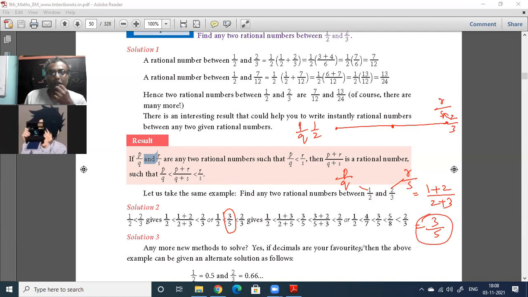Very simple. Now you want to find two more numbers between half and 3 by 5. Now this one is P by Q and this is R by S. Now you get P plus R, 1 plus 3, then Q plus S, 2 plus 5. This has become 4 by 7. Now you got 4 by 7.